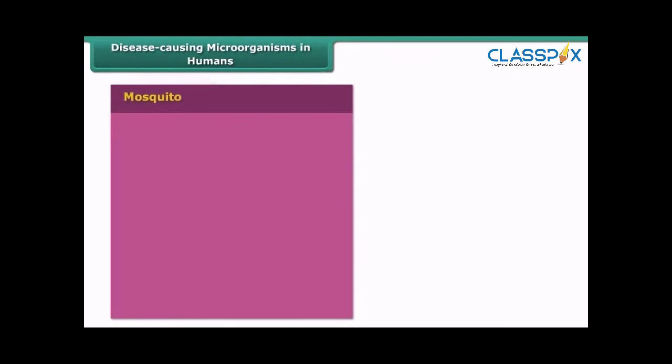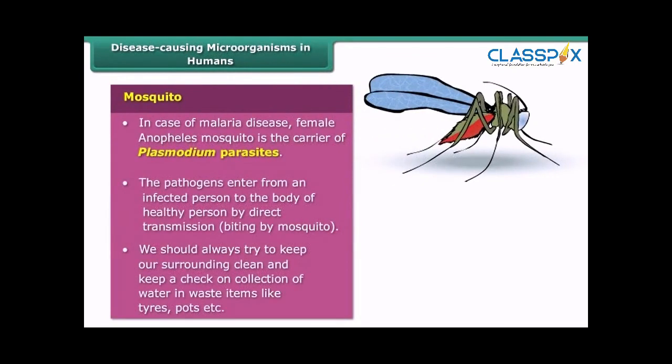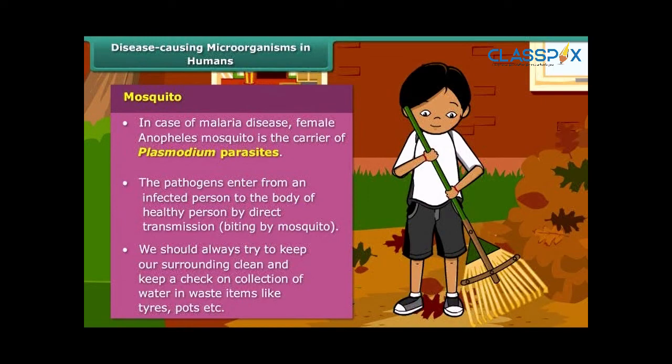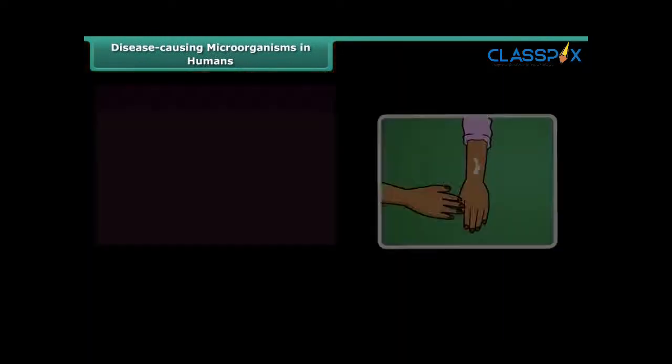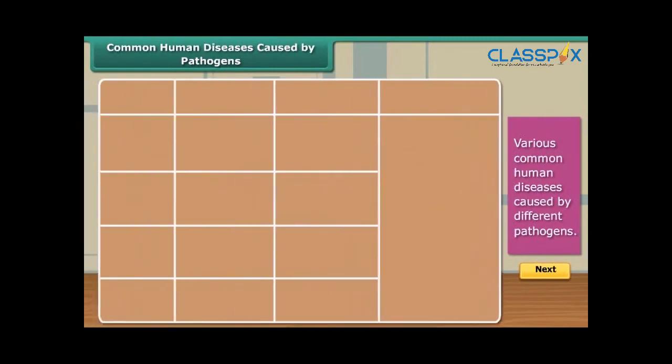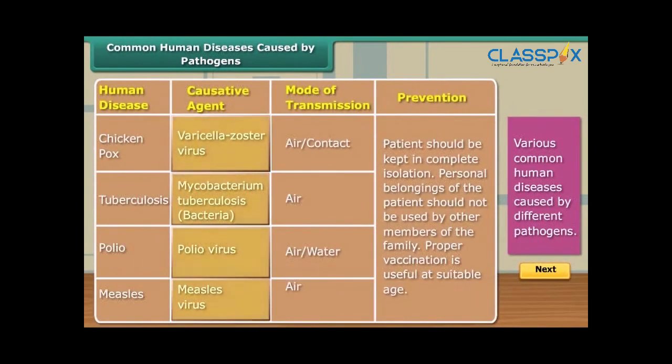In malaria disease, the female Anopheles mosquito is the carrier of Plasmodium parasites. We should use repellent creams, sprays, and mosquito nets to prevent malaria. Here is a list describing various common human diseases caused by different pathogens.